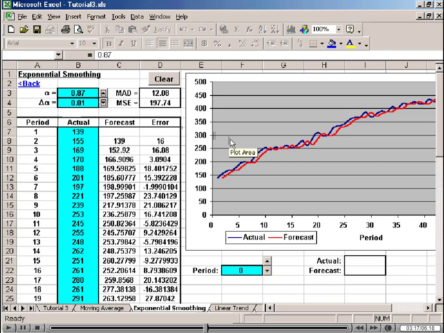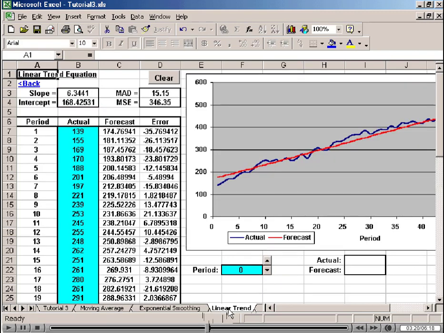and 87. Moving on to linear trend, which is quite a different forecasting method. Linear trend is simply the linear regression equation fit to the original data. Whereas linear trend does exactly measure the long-term change, that is, a slope of 6.3441 per period, the linear trend equation is unable to react to short-term fluctuations. The linear trend equation is typically used with other methods which may measure seasonal or cyclical behavior.